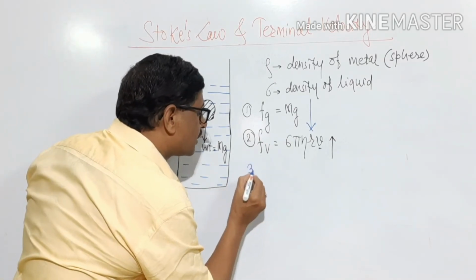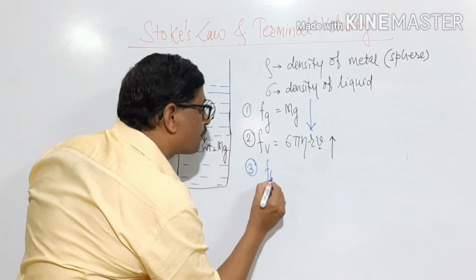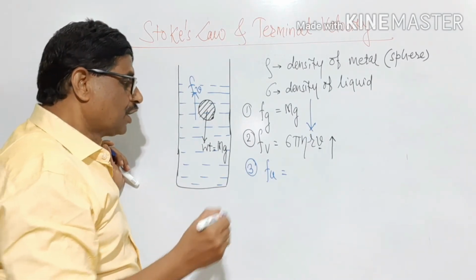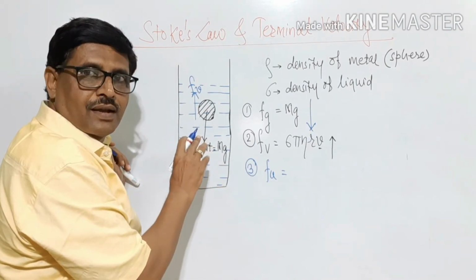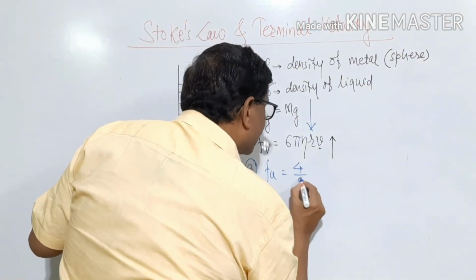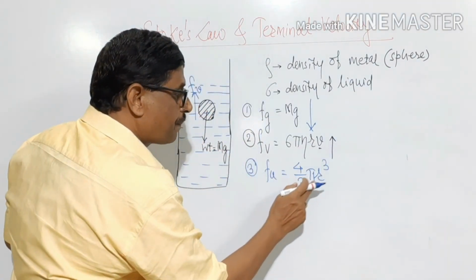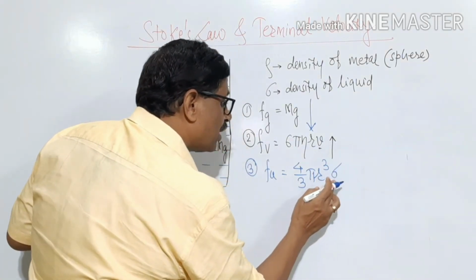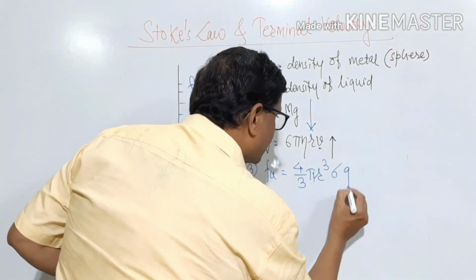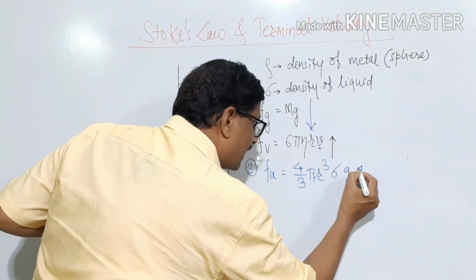One more force that acts on a spherical body which is moving in a liquid is the upthrust, or we call it the buoyant force. The buoyant force acting on the spherical body is the volume of the spherical body, 4 by 3 pi r cube, into density of liquid, sigma, into acceleration due to gravity. This force is vertically upward.